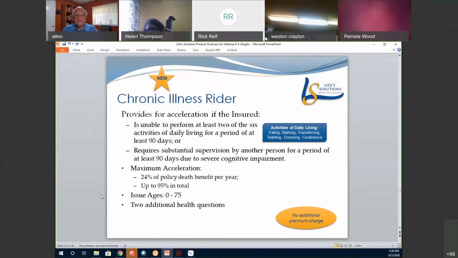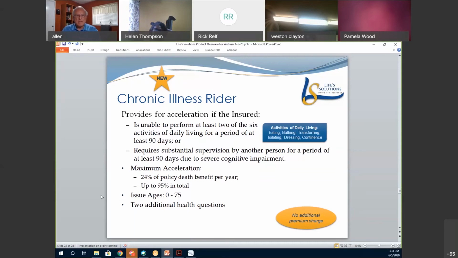If they have a problem with 2 of those for at least 90 days, they could access the rider. Or if you have someone who requires substantial supervision by another person for a period of at least 90 days due to a severe cognitive impairment. And what we're talking about there is it could be dementia, it could be Alzheimer's, it could be an organic brain syndrome, or some type of brain injury. So with those types of situations, you can see where these individuals would need some additional care.